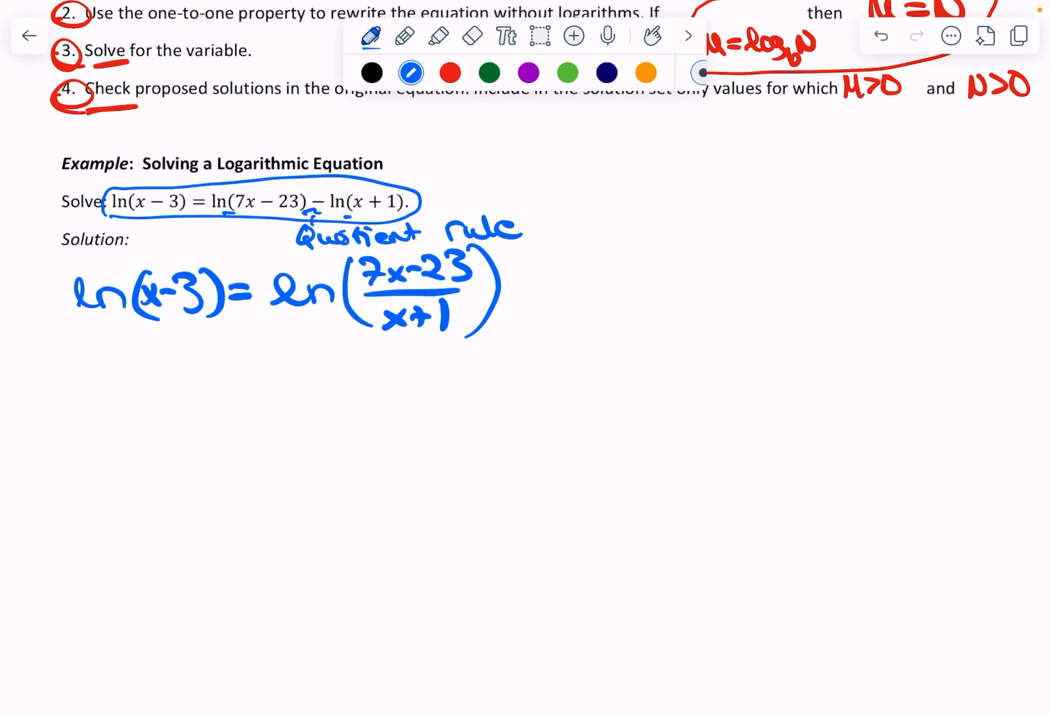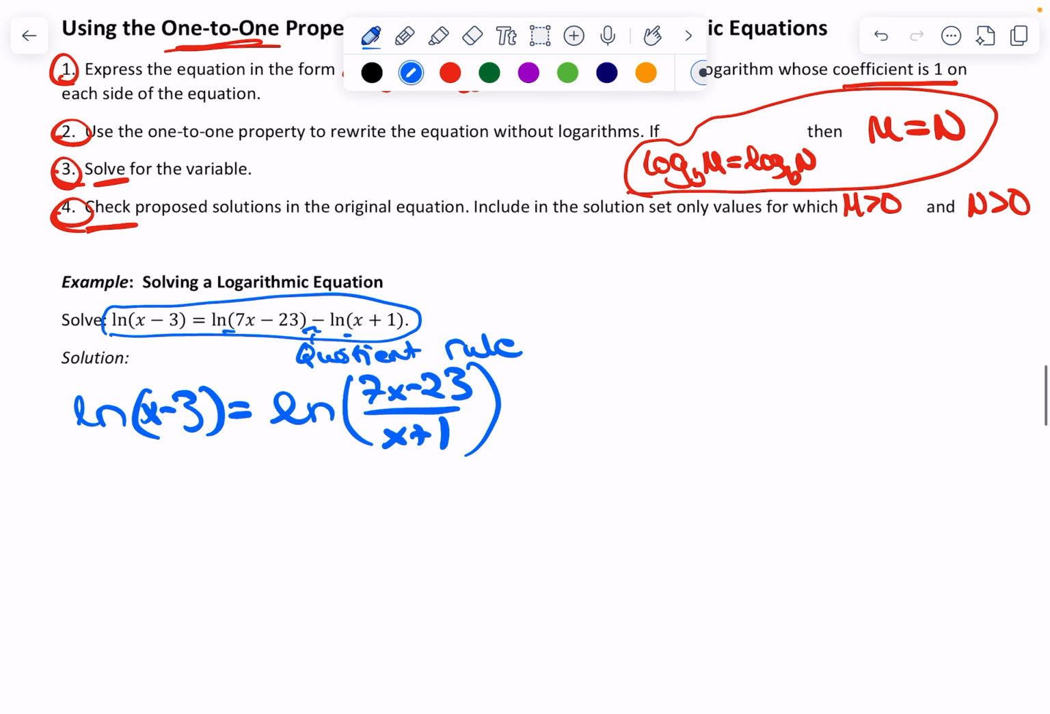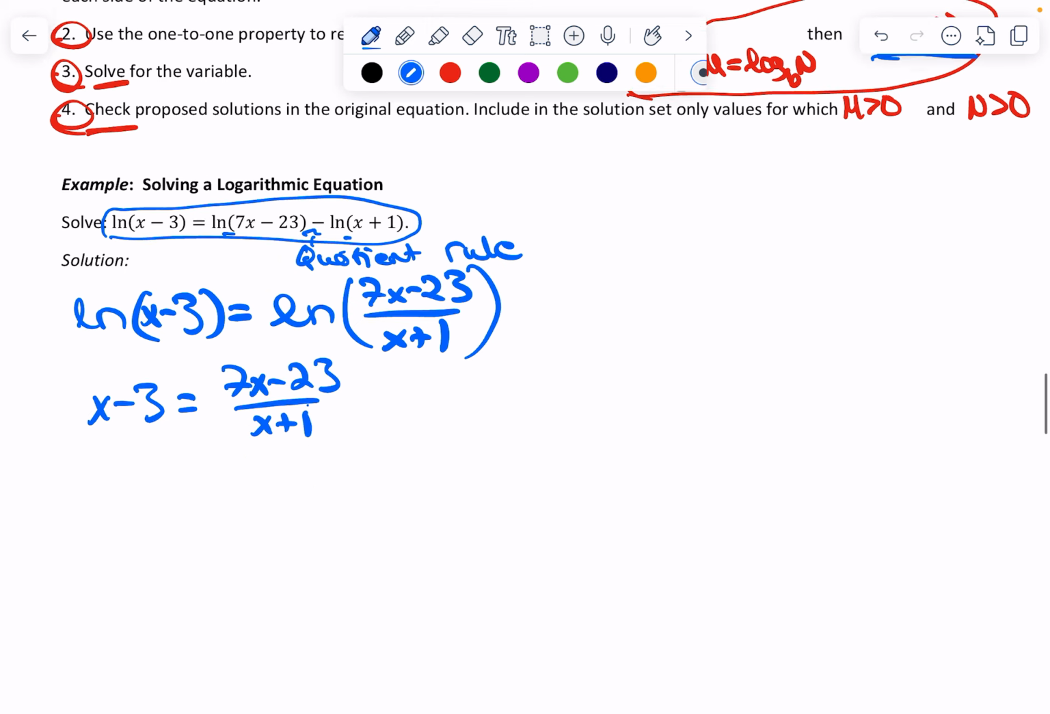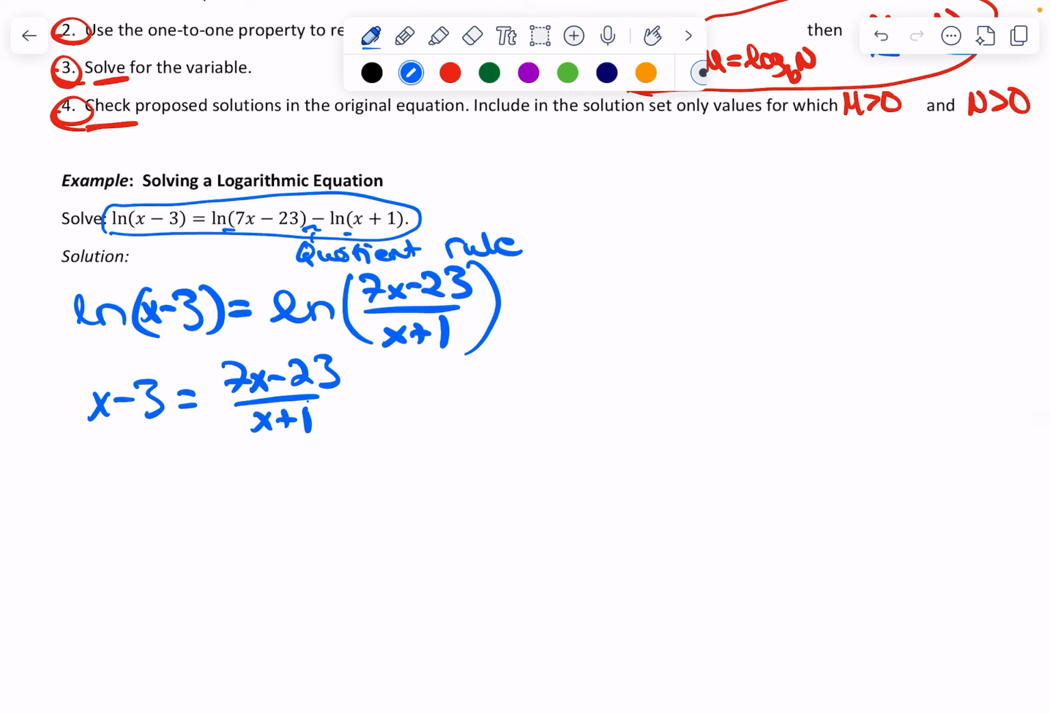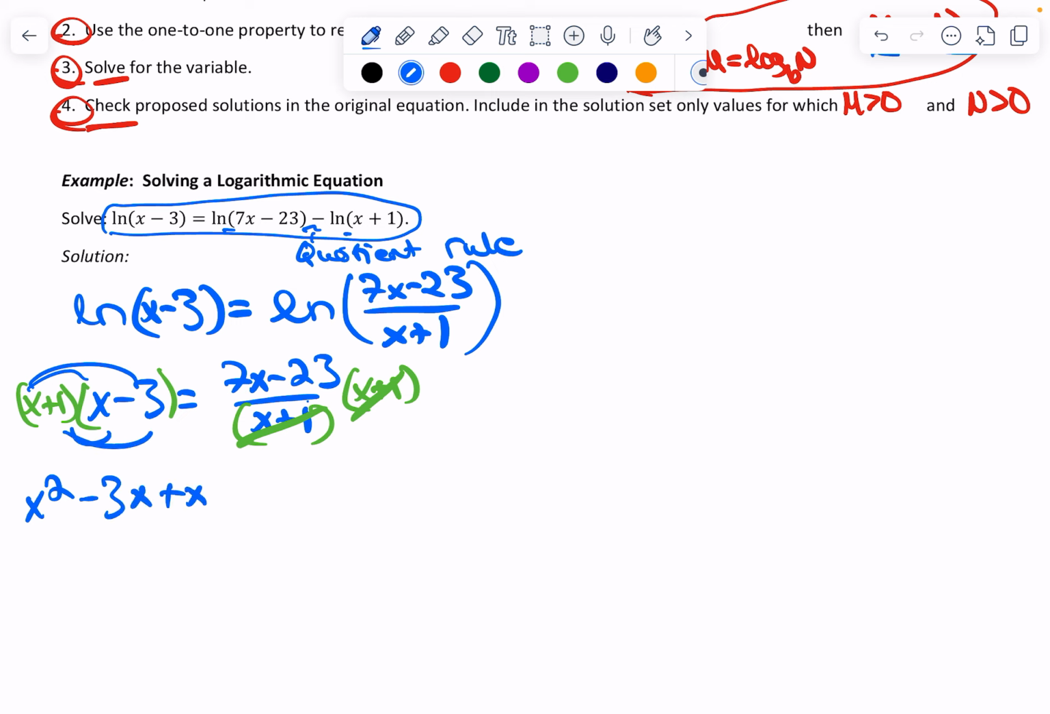Now, we can use the one-to-one property because we have the same basis. So we can actually just write x minus 3 equals (7x minus 23) divided by (x plus 1). In order for us to go anywhere from here, we need to multiply both sides by x plus 1. These cancel each other out. And this one we're going to FOIL. So x squared minus 3x plus x minus 3 equals 7x minus 23.